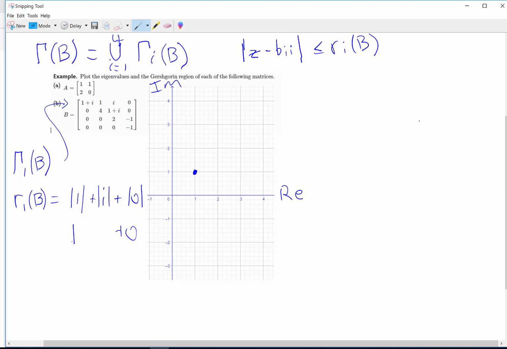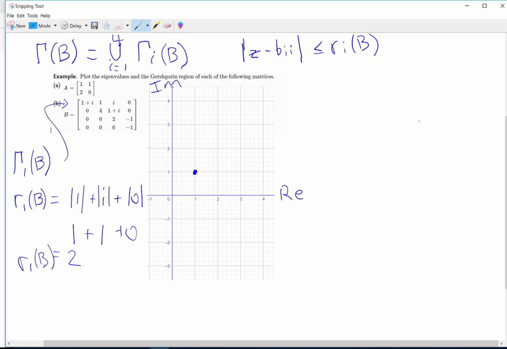Do you know the absolute value of i? Well, it's 1. And the reason is because absolute value means distance. And so the distance that i is from 0 is 1 because it's along the imaginary axis, right? And so this radius, R1 of B, is 2.